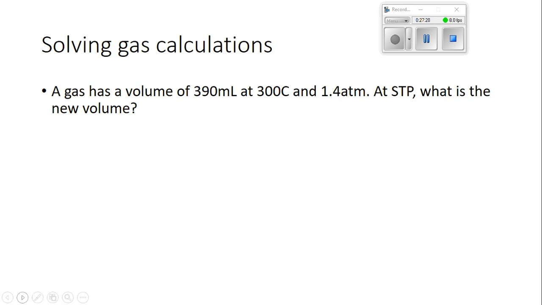A gas has a volume of 390 milliliters at 300 °C. Right away, I have to add 273 because this is not in Kelvin. So that gives me 573 K. This is my T1, this is my P1, and this is my V1. At standard temperature and pressure, what's the new volume?